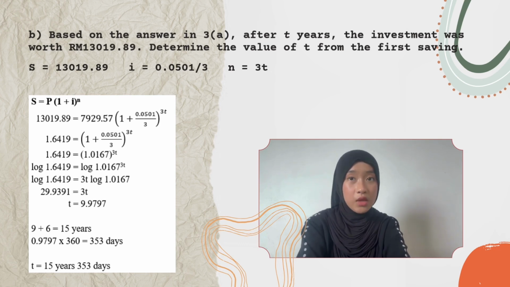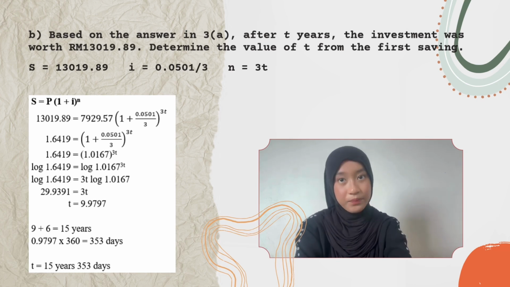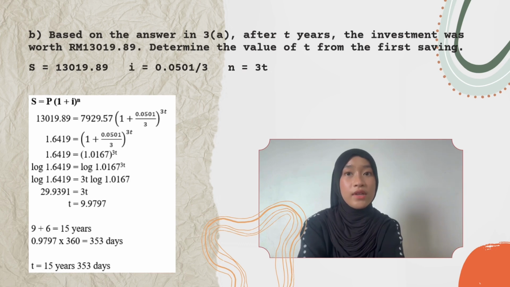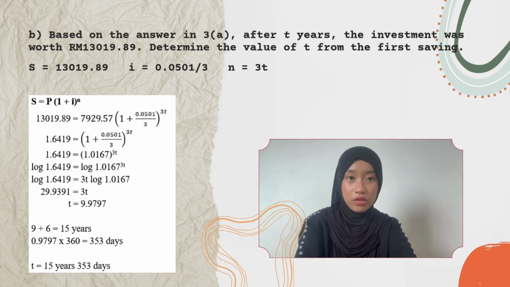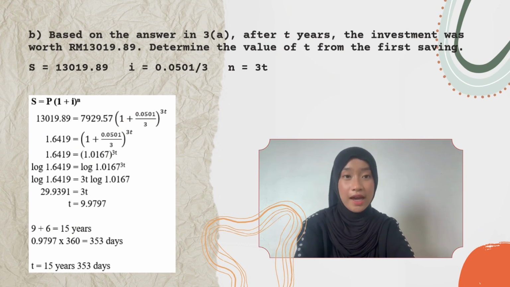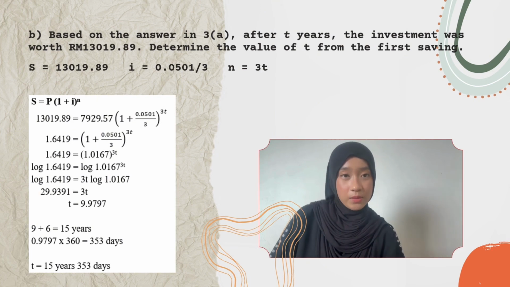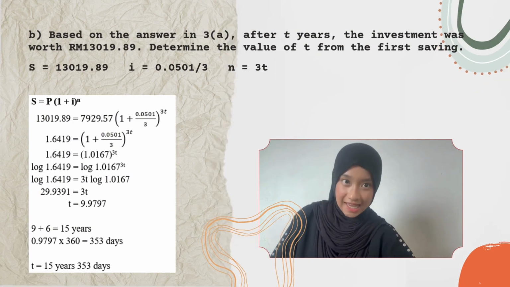However, if we want to find the T, we will need to use the log calculation. Hence, the equation will be log 1.6419 equals log 1.0167 to the power of 3T. After that, we will get T equals 9.9797. In order to find the total period of the investment, we need to add 9 and 6, and then we will get 15 years. Because our T has a decimal amount, which is 0.9797, we will use the banker's rule by multiplying it by 360. After that, we will get 353 days. Thus, the total period of the investment is 15 years, 353 days.